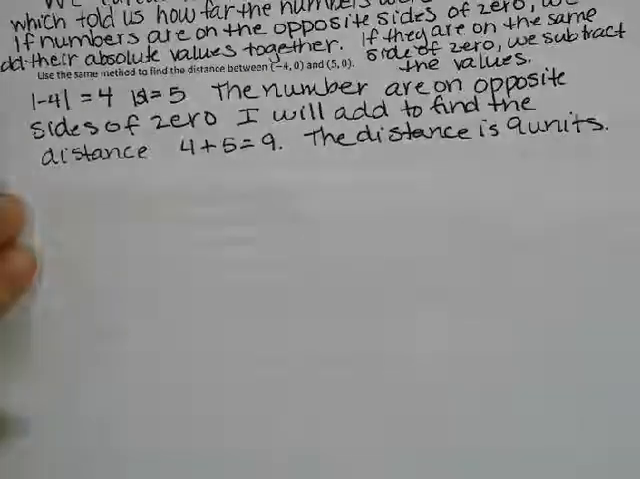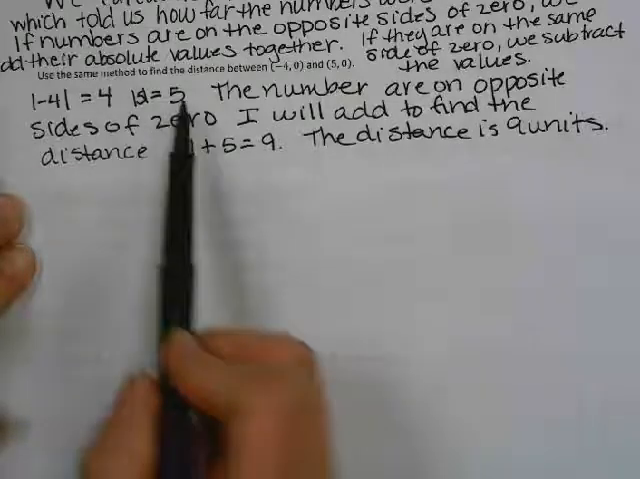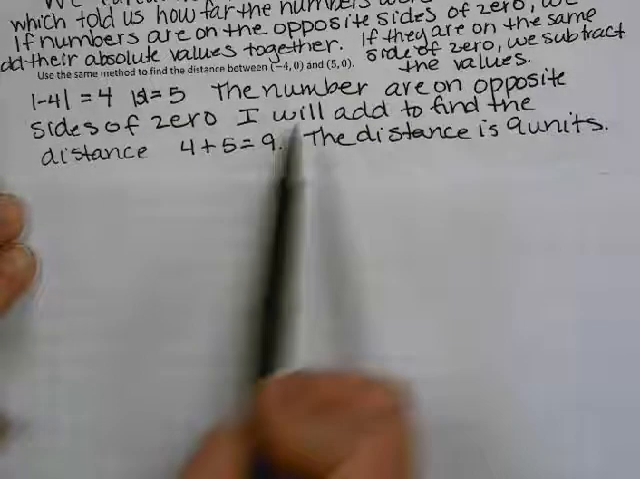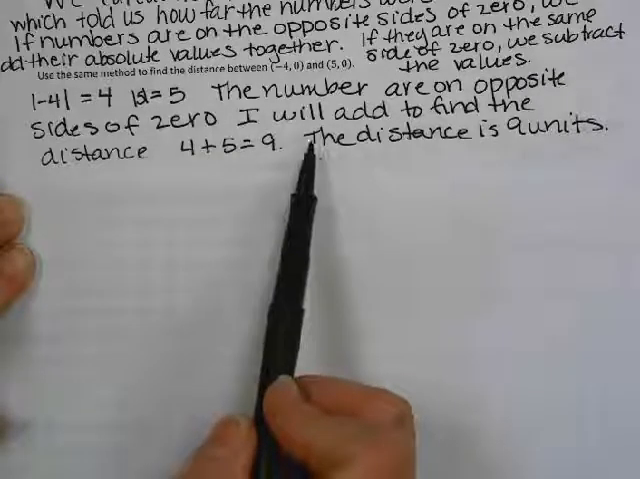So find the absolute value of both numbers. If the numbers are on opposite sides of 0, we add to find the distance. 4 plus 5 is 9, so the distance is 9 units.